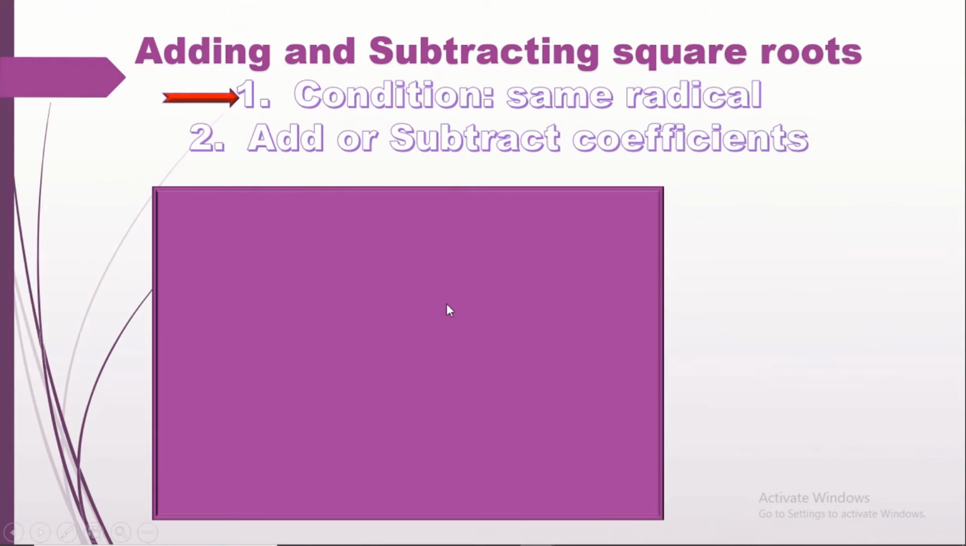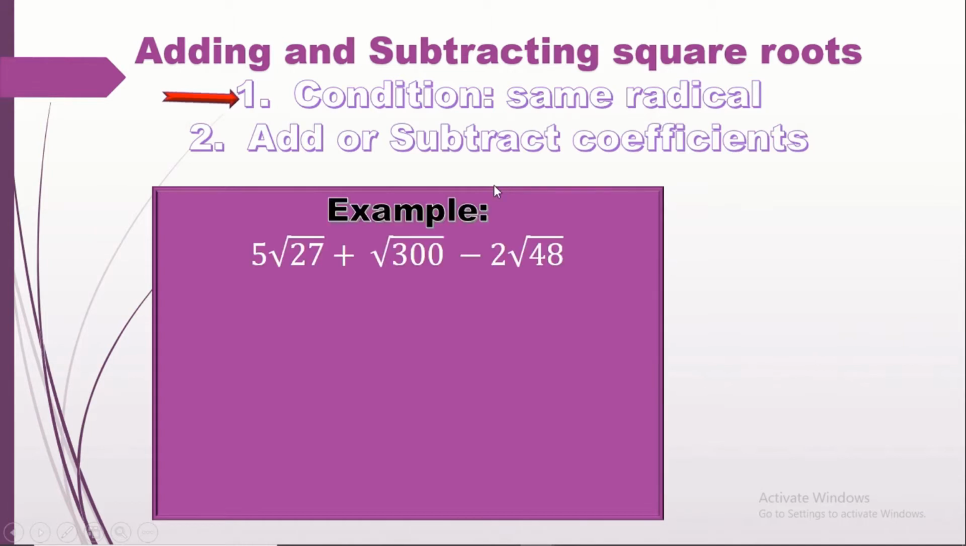Now let's learn together how to add and subtract square roots. There are two conditions that are very important. The first one: we should have the same radical. Let's see this example together. As you see here, we have 5 radical 27 plus radical 300 minus 2 radical 48. But if you note, they are not the same radical. Here we have radical 27, here radical 300, here radical 48. So we can never solve them together.